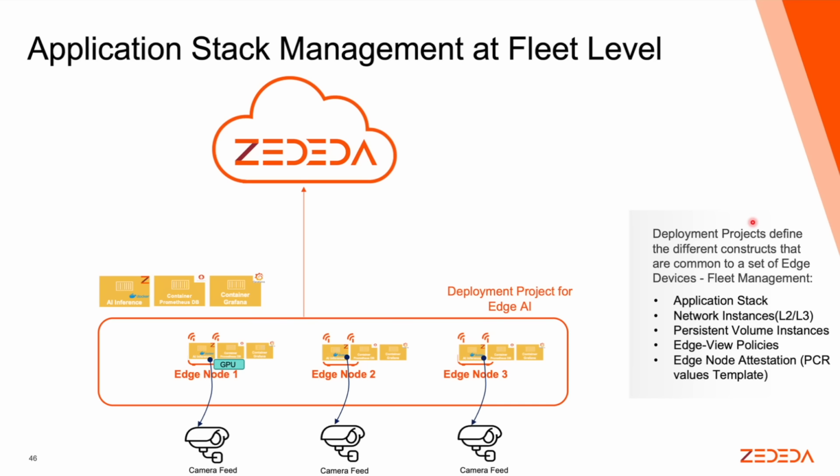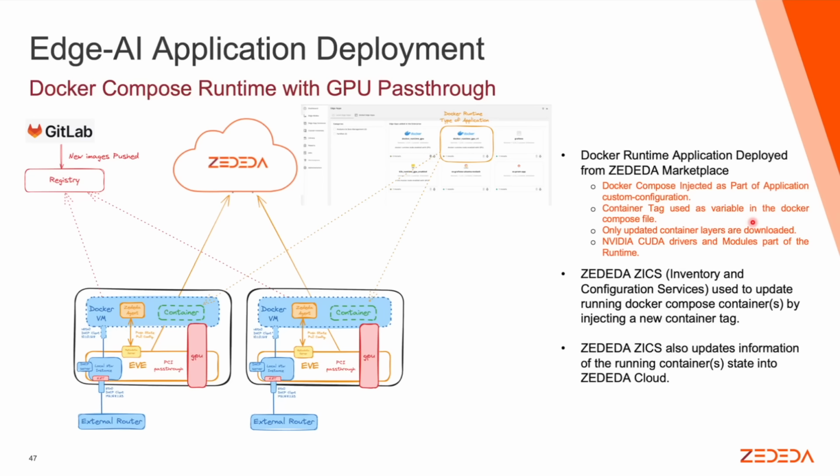So you might need a network segment internally to connect to those devices. You might need other policies that you need to actually remote manage those devices, remote connected. So you see here edge view policies, node attestation. So all these are actually hardware level or maintenance level policies for our devices that you also bring as part of this deployment policy. Okay. So that's under the hood what is happening.